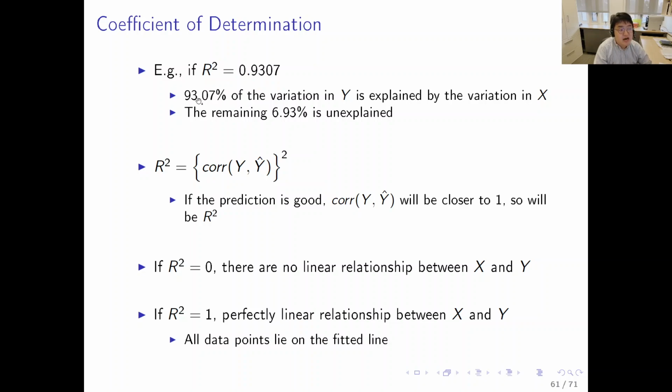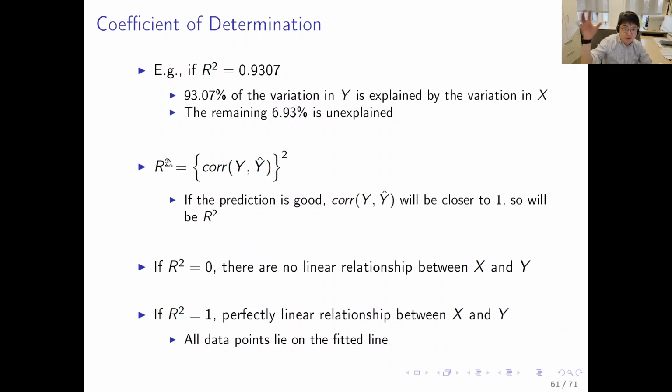So in our example, 93.707% of the variation was explained. And what is interesting here is the reason why we call this R square is because this measure is the square of the correlation between actual outcome and the predicted outcome. So you want the predicted outcome to be as similar to the actual outcome as possible. So if the correlation is close to 1, then your prediction is good, right? The higher the correlation is, the better your prediction is.